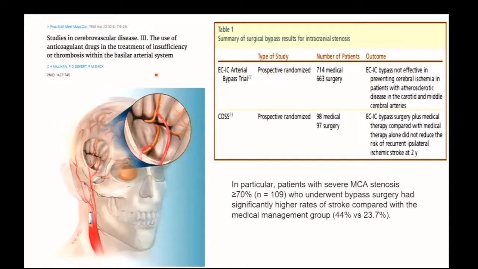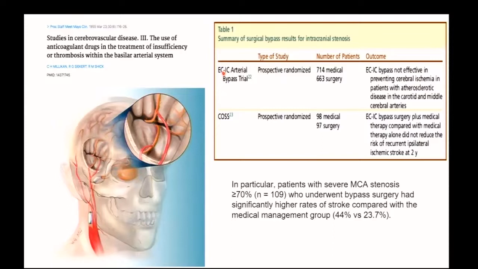But then from 1955 into the 1980s, we have the bypass trials, external carotid to internal carotid bypass trials. We have two large trials conducted in the 1980s. And it is reasonable, very intuitive thinking: if you have a blockage, just try to bypass it.